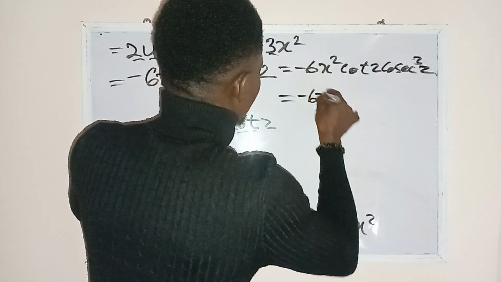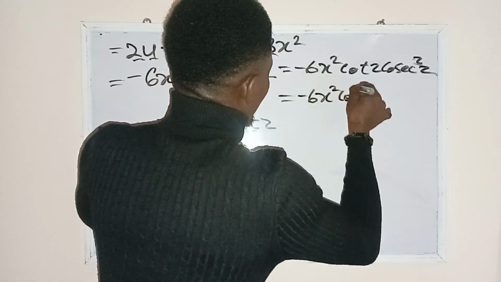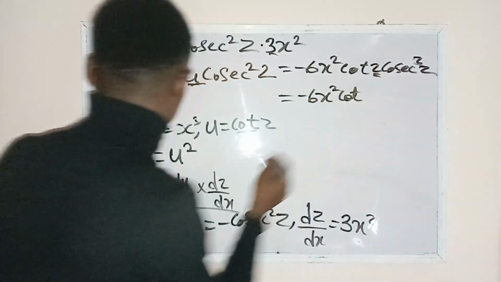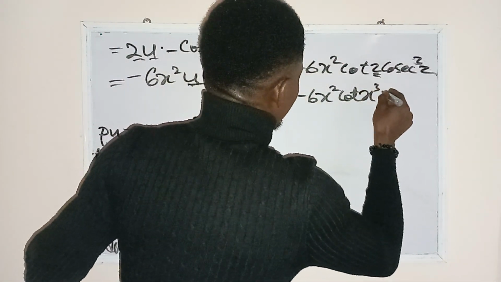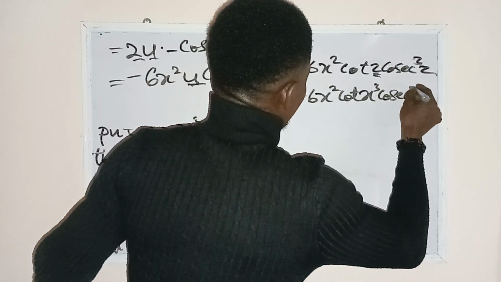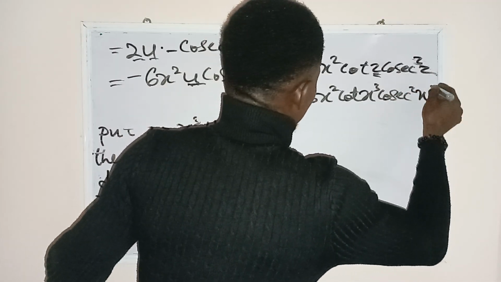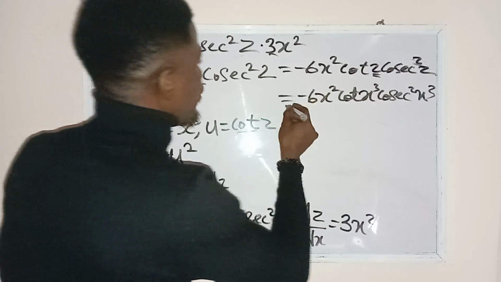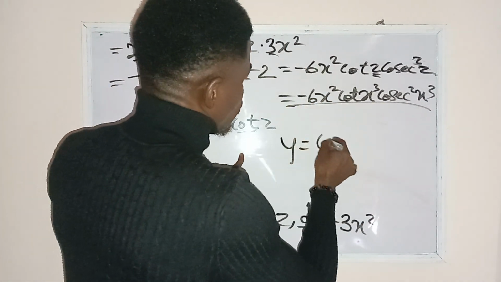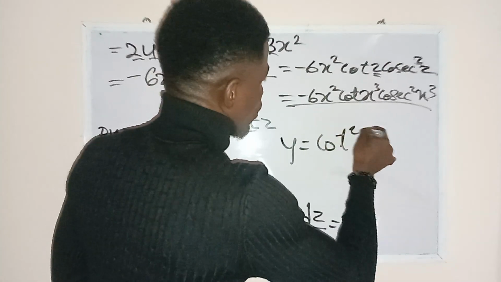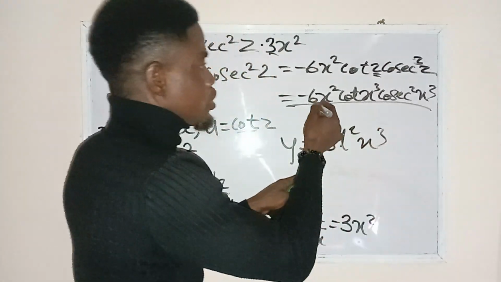And that is not the final answer. We have minus 6x squared, then we have cot. Now what is z? From the beginning, z is x raised to power 3. Then we have cosec squared z, where z is x raised to power 3. So that is how to find the derivative of the function y equals cot squared x cubed. So it will give you this one.